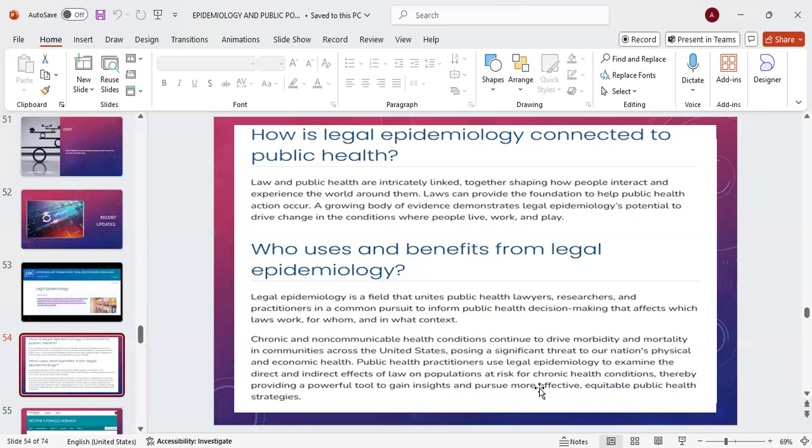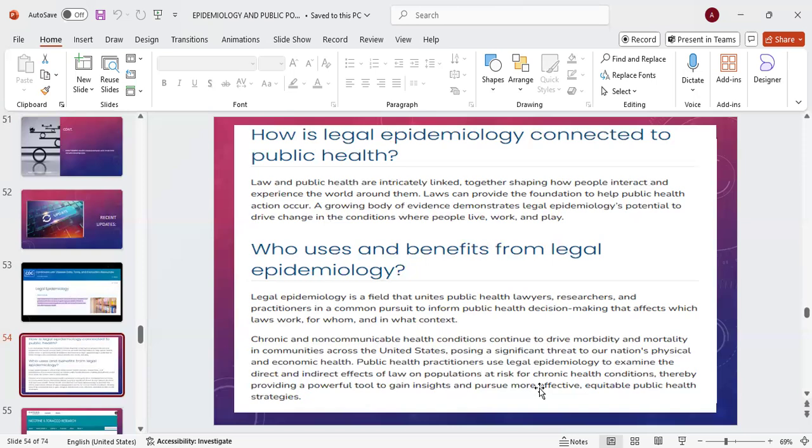Legal epidemiology is a field that unites public health lawyers, researchers, and practitioners in a common pursuit to inform public health decision making that affects which laws work, for whom, and in what context. Chronic and non-communicable health conditions continue to drive morbidity and mortality in communities across the US, posing a significant threat to the nation's physical and economic health.